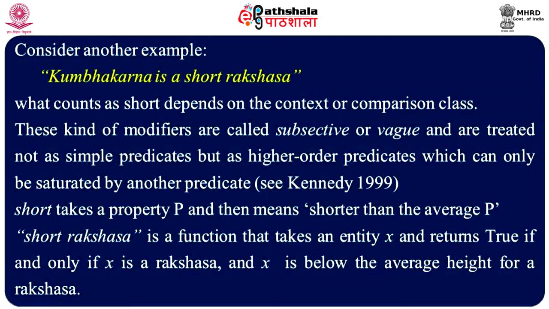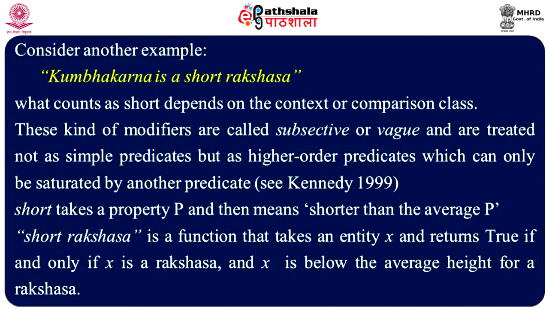In intersective modification, on the other hand, the comparison is with any relevant set and not just Rakshasas, as in the sentence Kumbhakarna is short. These kinds of modifiers are called subsective or vague and are treated not as simple predicates but as higher order predicates which can only be saturated by another predicate. By itself, the meaning of these predicates can't function as the main predicates of a sentence, as it can only be saturated by a property, not by an individual or entity.